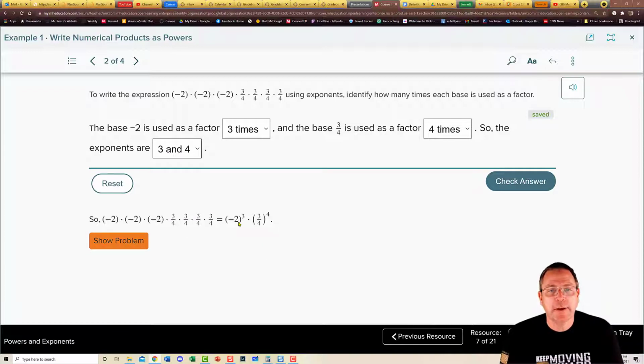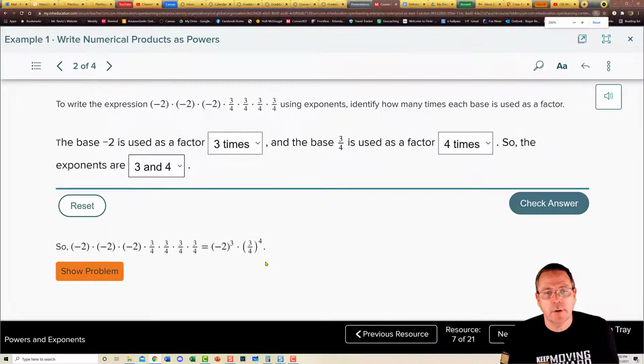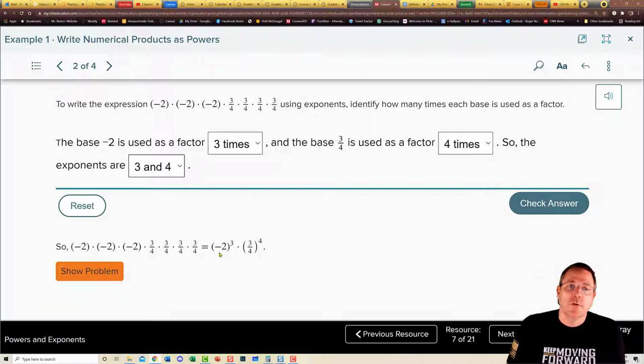And you can see that right here in the final answer: -3 cubed times 3/4 to the fourth power. Let me zoom in a little bit. Notice that the 3/4 is in parentheses because you're raising both the 3 and the 4 to the fourth power. If you didn't have parentheses, you would only be raising the 3. Likewise here, we are cubing the entire -3. If the negative sign was not in the parentheses, the only thing being cubed would be the 3.